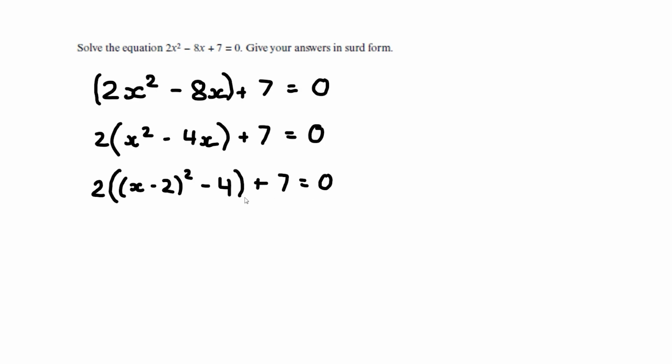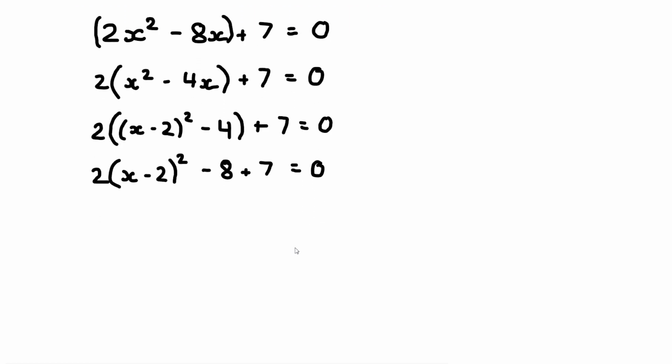And of course we want to take this out, so we have 2 times (x minus 2) squared. And since we're taking this minus 4 out, we need to multiply by 2, giving us minus 8 plus 7 equals, or sorry, equals 0. And then we can collect these two together to give us minus 1, because minus 8 plus 7 is just minus 1. So this doesn't change. Minus 1 equals 0.